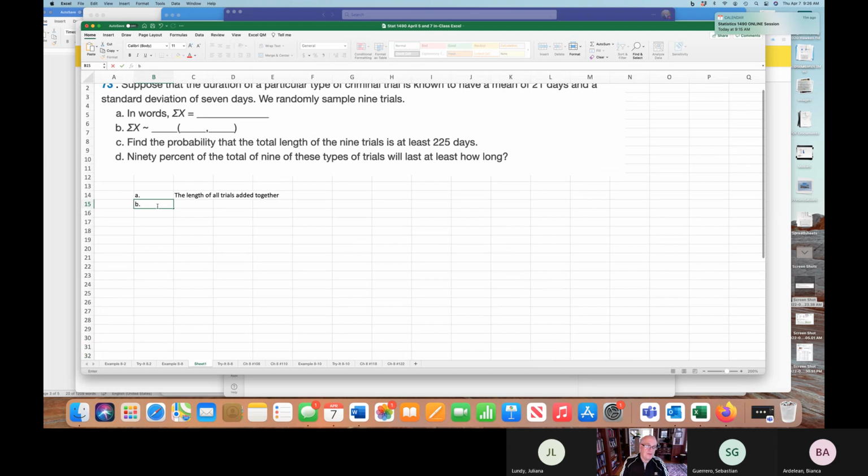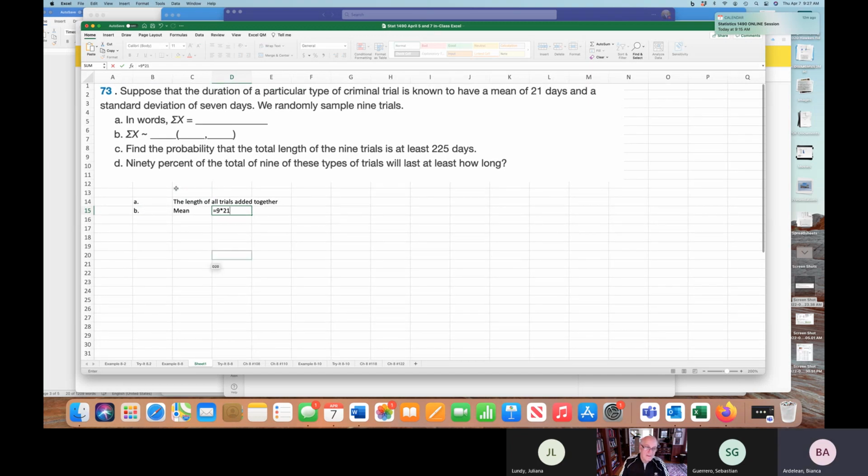What is the mean and standard deviation? Let's say I don't remember. I'm pretty sure that it's going to be 9 trials, right? Well, let's say mean is going to be equal to 9 times the mean of each individual trial, which was what? 21 days? Yep. What's the standard deviation? 7. Frankly, I don't remember. Do you remember? 7. Chapter 7, number 73. Okay.